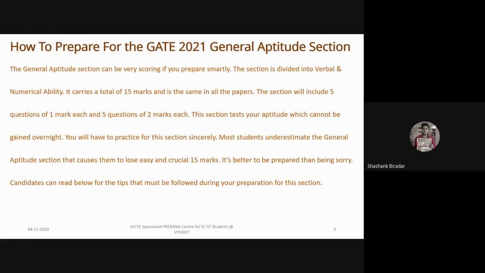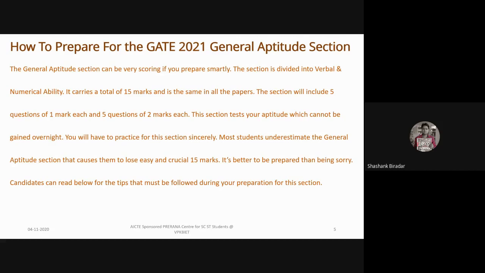Now the interesting thing is how to prepare for the GATE 2021 general aptitude section. All the other subjects you deal with are from your second and third year. But general aptitude is something we have been following right from our school days. So you just have to refresh and revise the concepts so that you are able to solve it, because this is a very important section in the GATE examination.